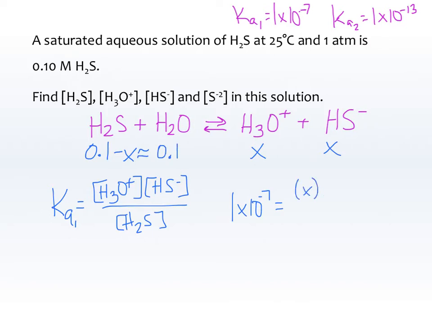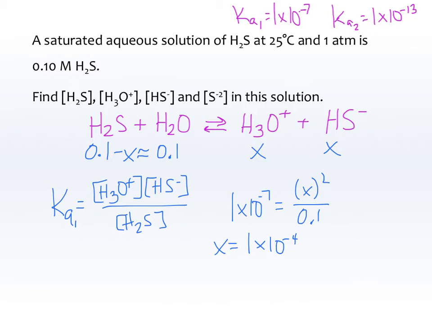Is equal to x squared over 0.1, assuming that x is negligible. It's probably a good idea to check to make sure x is negligible. And when I solve that, I end up with x is equal to 1 times 10 to the negative 4. If you want to go back and check to make sure it's negligible, divide by 0.1 times 100, and you end up with 0.1%, which is much less than 5%, so your approximation was valid. Take that off for the moment, though.